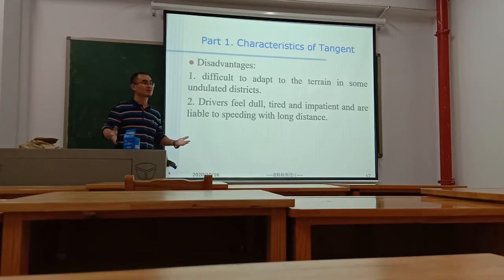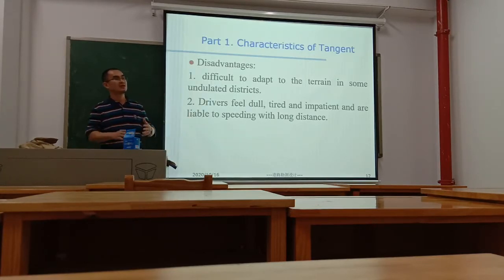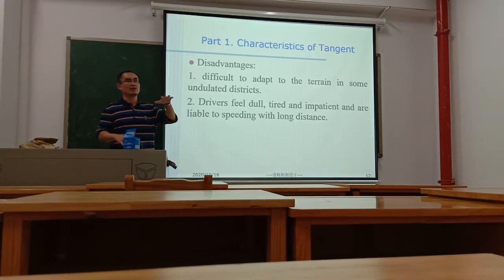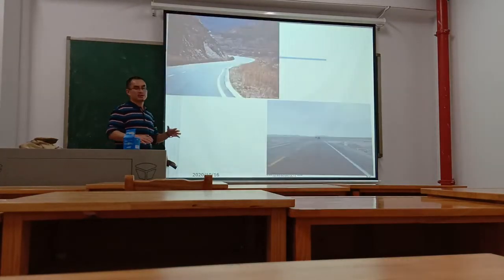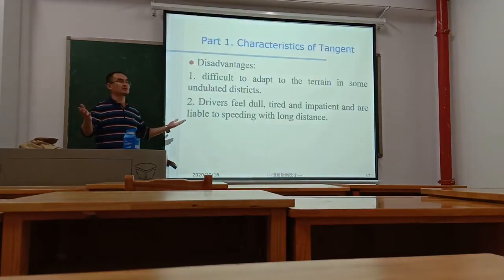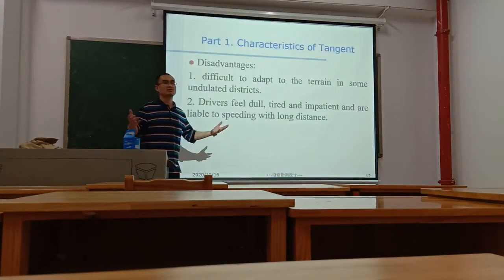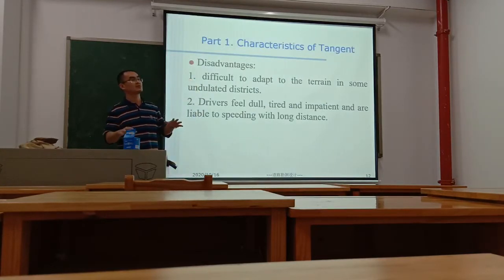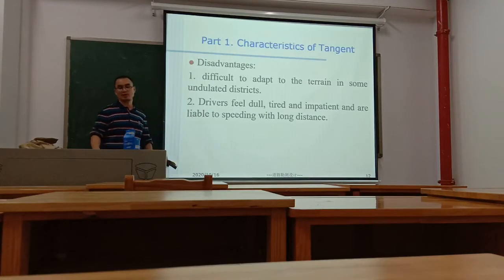What's terrain? Terrain: the mountain, the plain, and other conditions. Terrain is the ground, the surface of the ground.